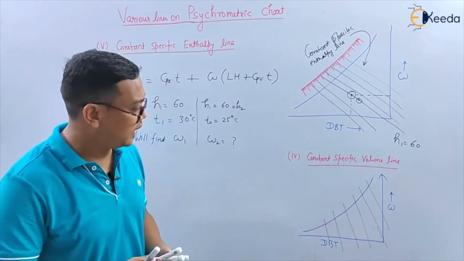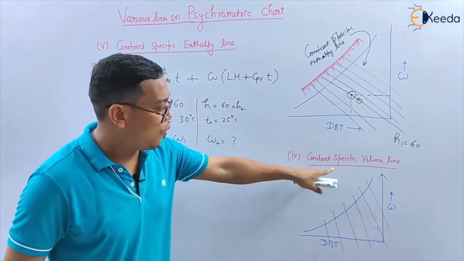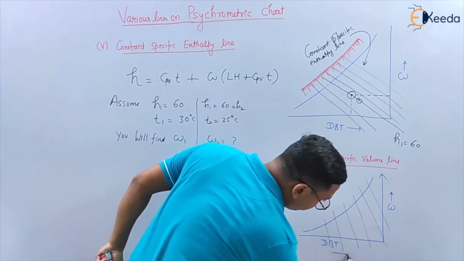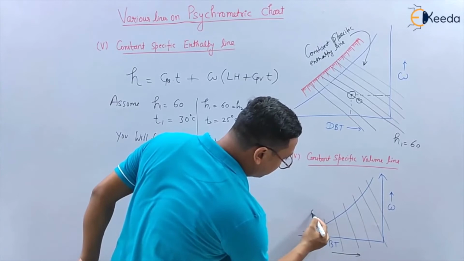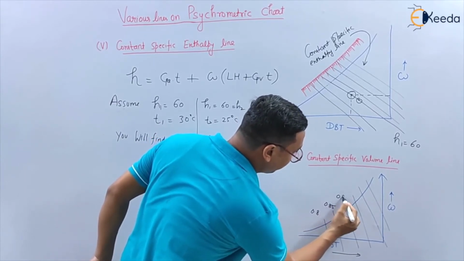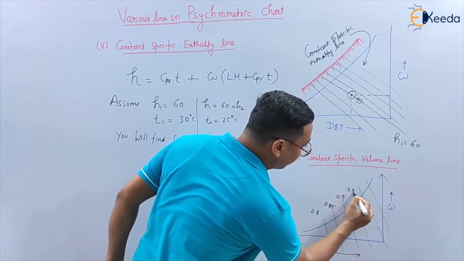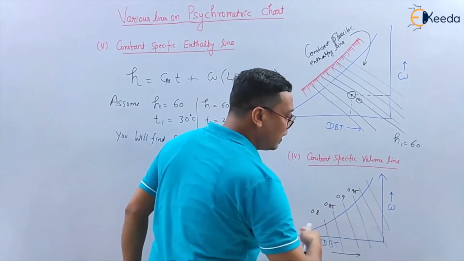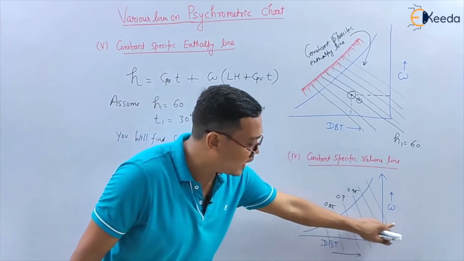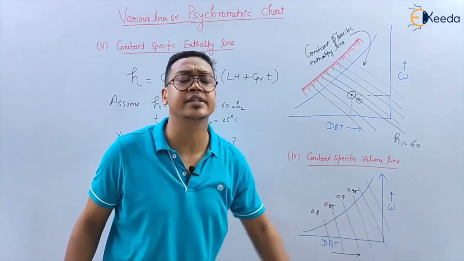Here I forgot to tell you one thing. On the constant specific volume lines, the volume will increase from this point to this point. Suppose here 0.8, here 0.85, here 0.9 and 0.95. Like this, specific volume will increase on these lines towards the right side.